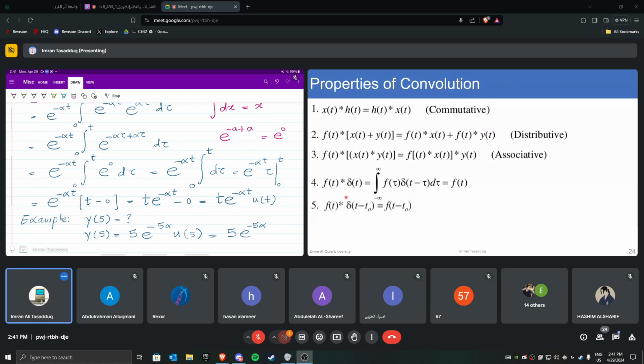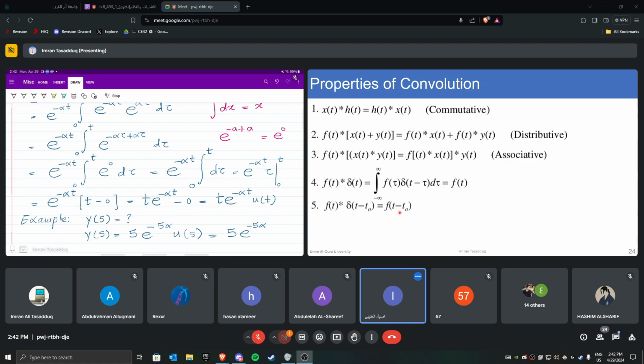So you can think of f of t as 5000 and delta t as 1. Okay. Property number 5 says that if you convolve your signal with a shifted impulse, then your signal is also shifted by the same amount. You can see that delta was shifted by t naught, so your signal is also shifted by t naught. All right?